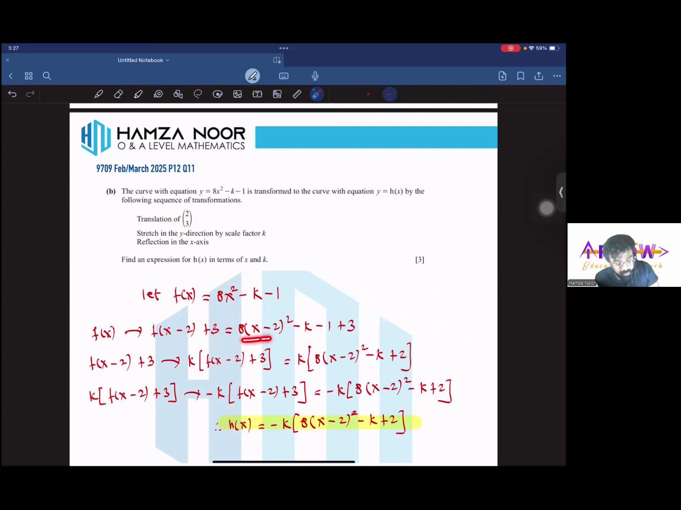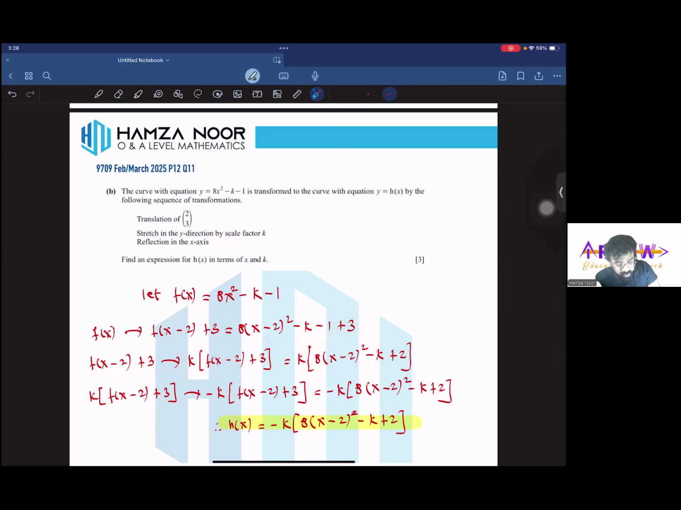So 8 multiplied by (x − 2)² − k − 1 and then plus 3. And now after this transformation, we have a stretch along the y-axis by stretch factor k. So the complete function will be multiplied by k. So this will be the outcome. And here I've just simplified −1 + 3, which is positive 2.